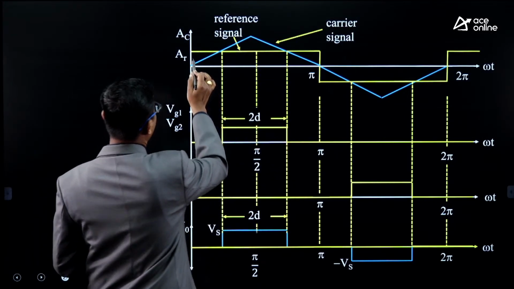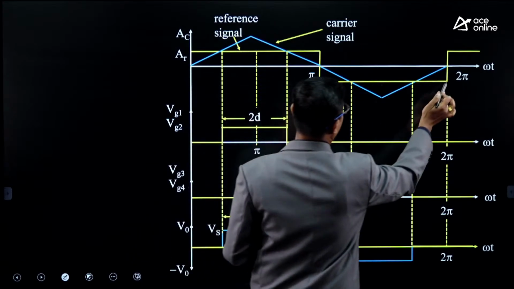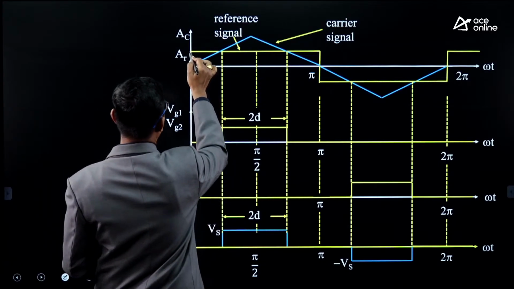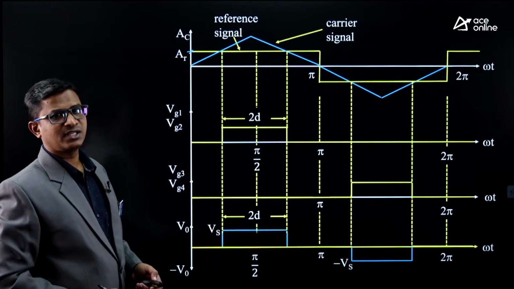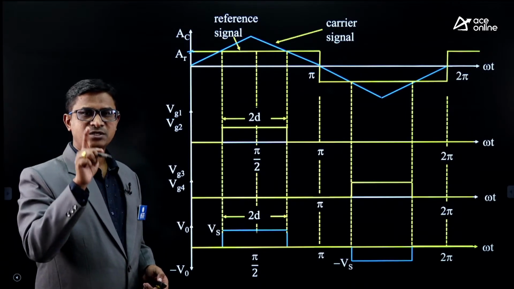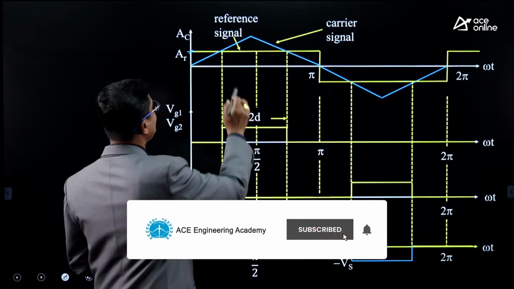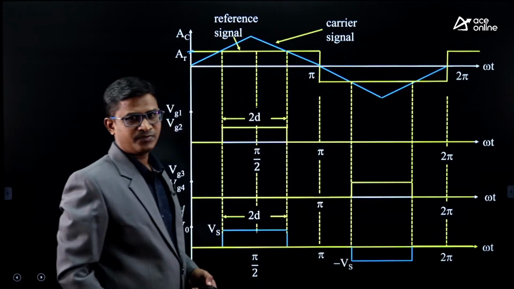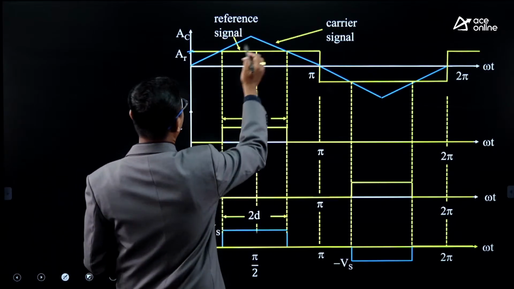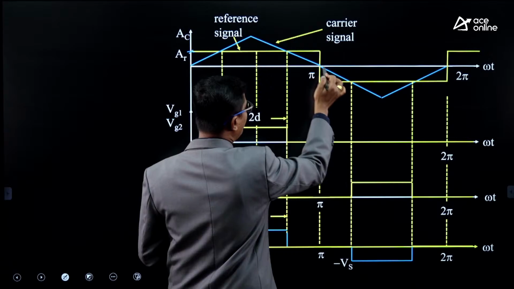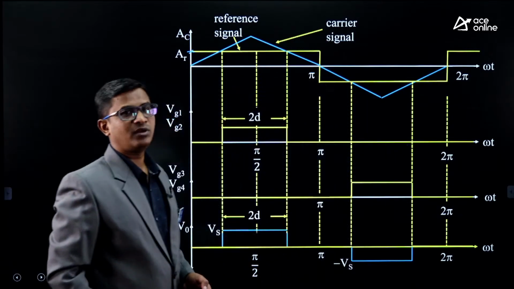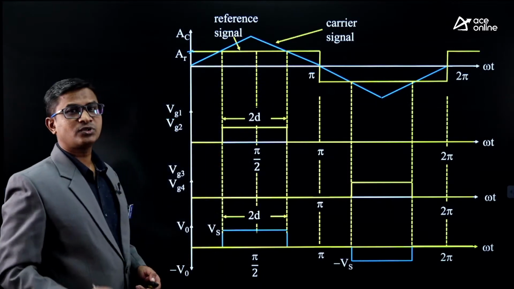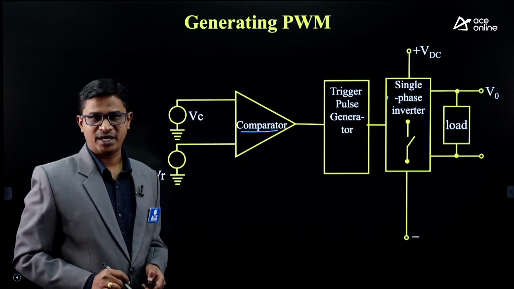Here we have the reference signal, which is a rectangular wave. AR is the amplitude of the reference signal, that is, its peak value. I have shown this rectangular wave as the reference signal. Second, we have a carrier signal, which is triangular. The blue one is the carrier signal. These two signals are given as input to the comparator.